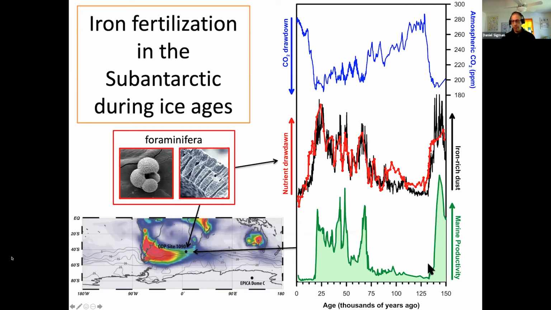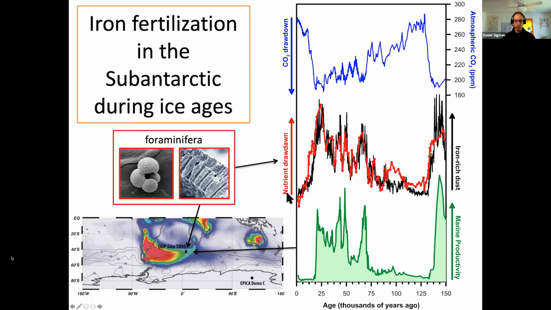And at the same time, reconstructions of productivity show that during the ice ages, productivity was higher at this site during the last ice age. Iron is a key nutrient for phytoplankton in these high latitude waters. The background to this is really interesting, but with higher dust fluxes during the ice ages, you'd have more iron supply, potentially driving this higher productivity.